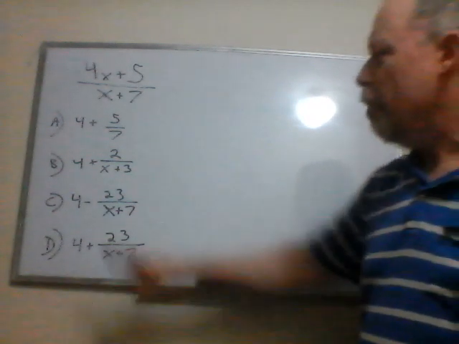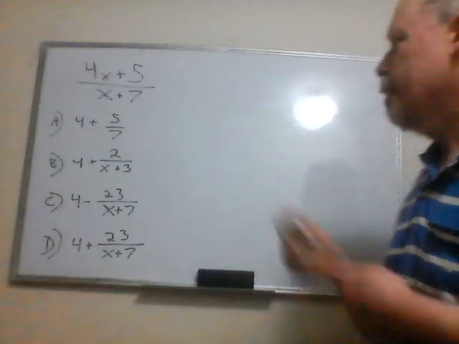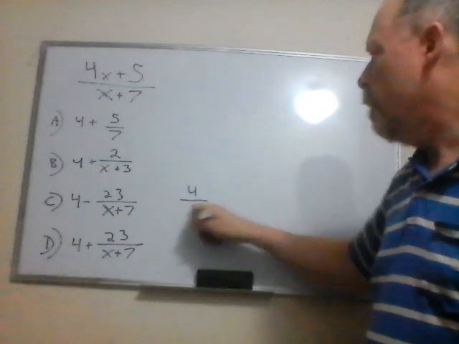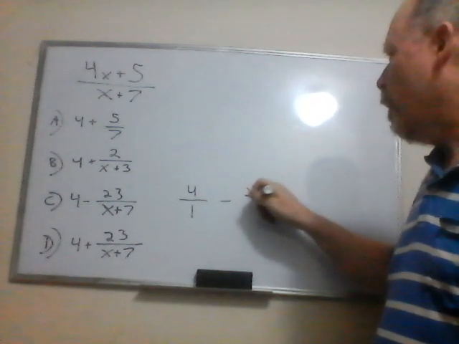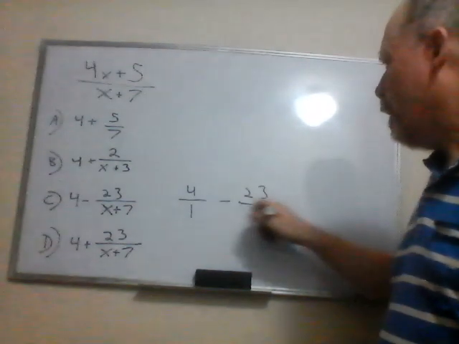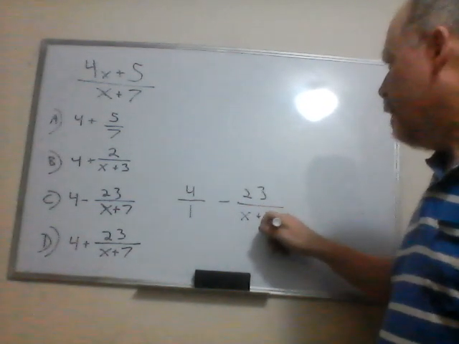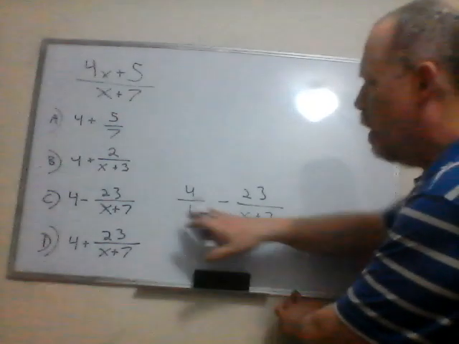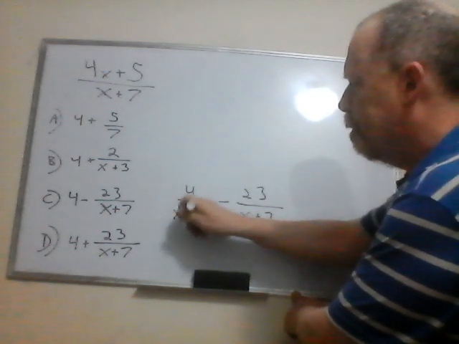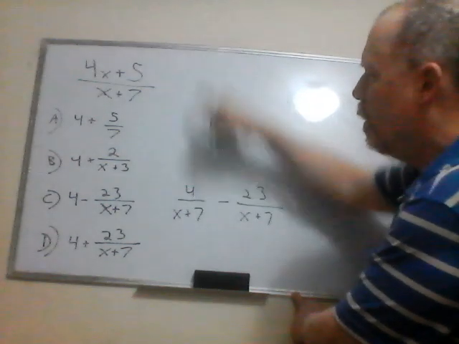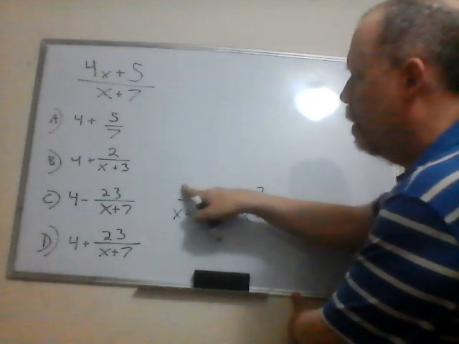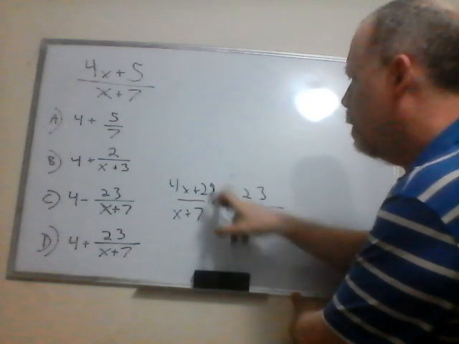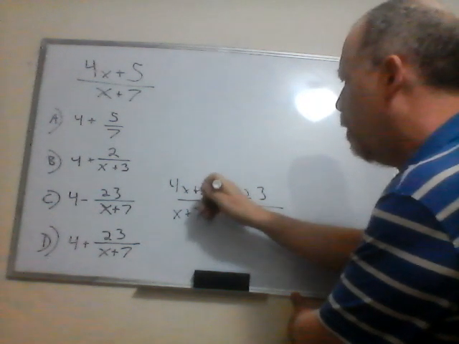How are they easier to deal with? Well, this 4, if you think of this as 4 over 1 to begin with, okay? I'm always showing those invisible denominators 1. You take that and you multiply the top and the bottom both by x plus 7, you get x plus 7 here. Okay, and you get 4x plus 28 there.